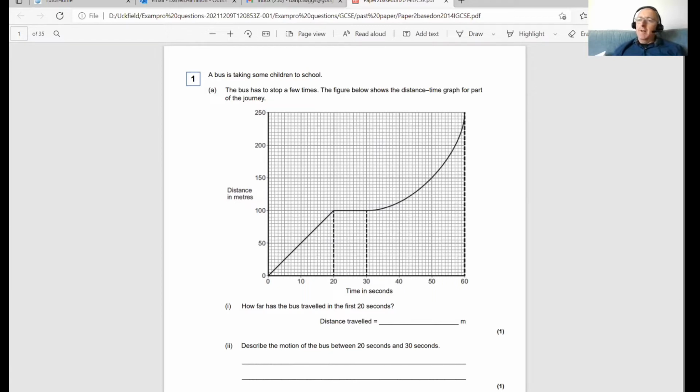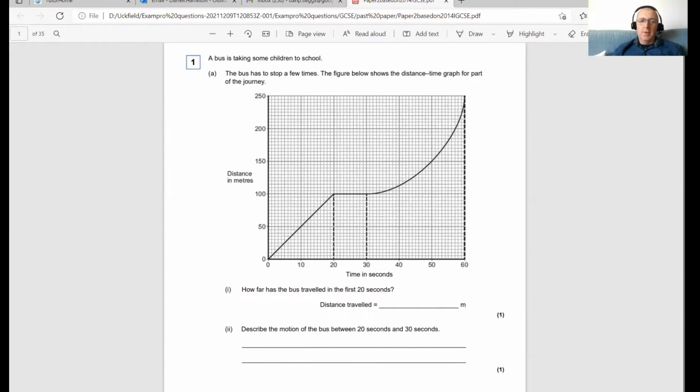So let's move on to answering the question. A bus is taking some children to school. The bus has to stop a few times. The figure below shows the distance-time graph for part of the journey.